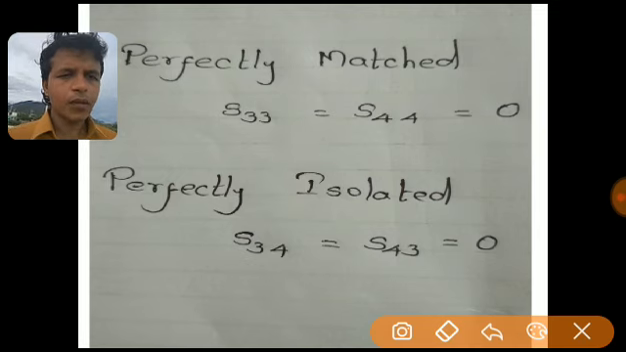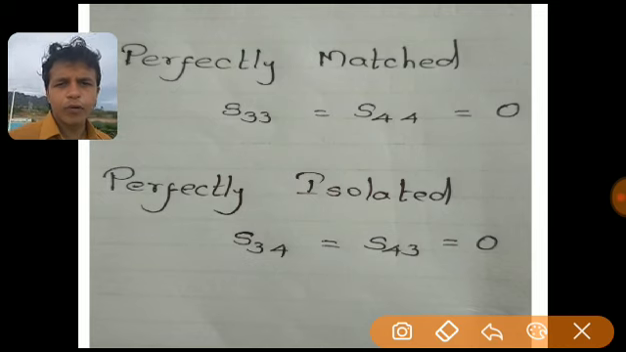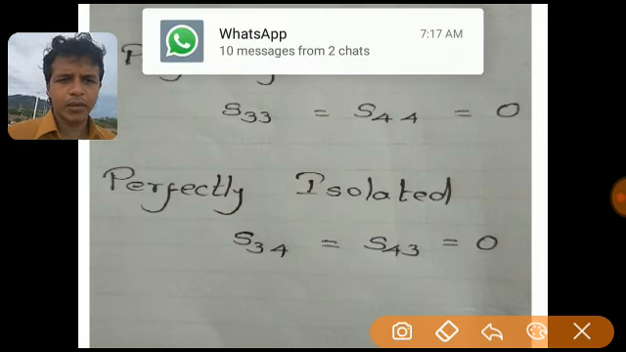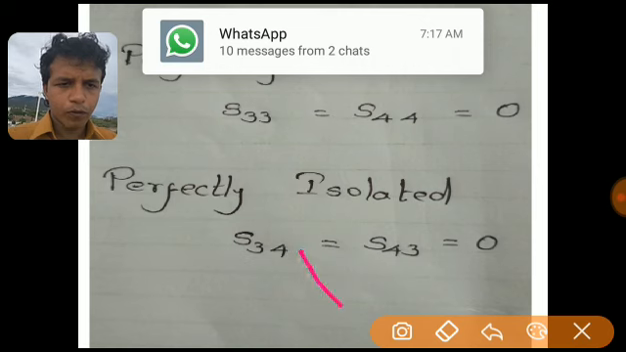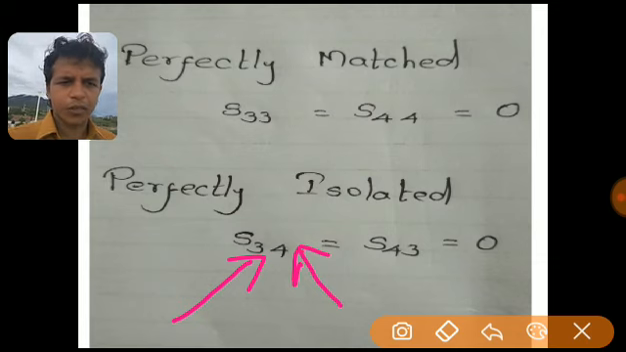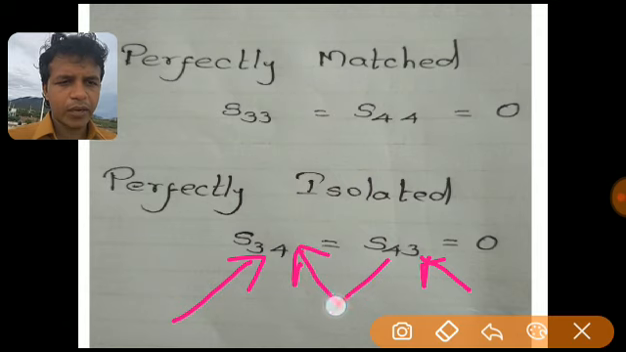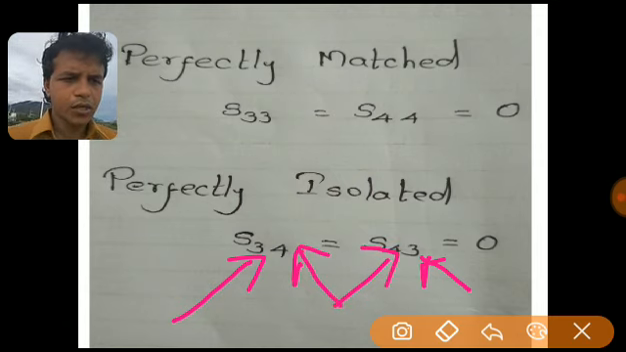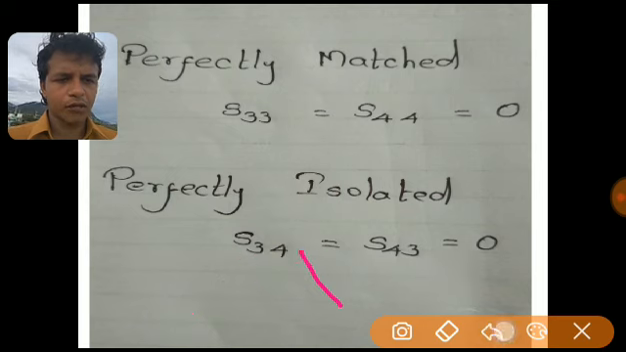Also, port 3 and port 4 are perfectly isolated. Based on the construction of the hybrid T or Magic T, whenever we give input to port 4, there won't be any power available in port 3. Whenever we give input to the E arm, there won't be any power available in the H arm. Similarly, when we give any input to the H arm, there won't be any power available in the E arm. That is why S34 equals S43 equals 0. So these are the characteristics of Magic T.